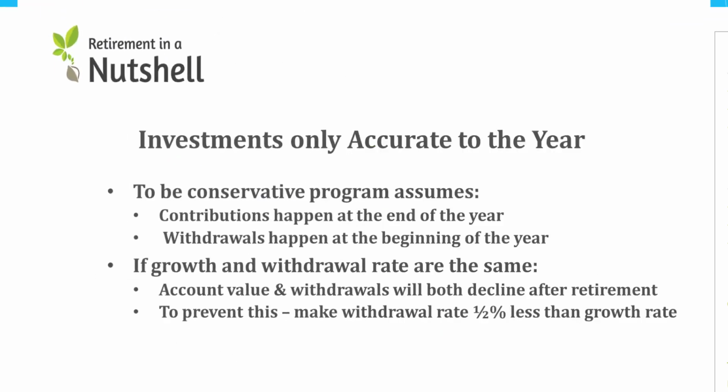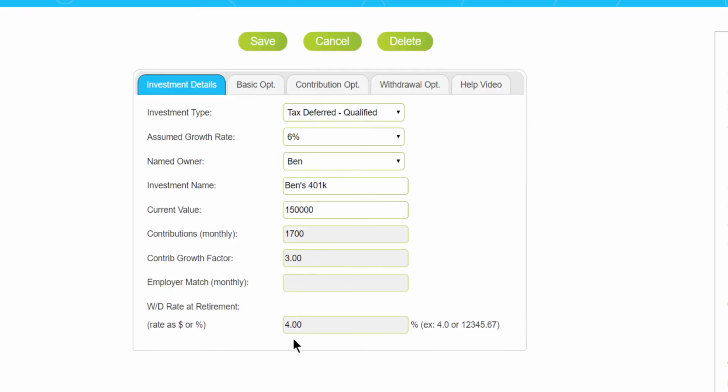The program only looks at cash flow on an annual basis and not monthly. To be conservative, the program assumes contributions go into the account at the end of the year and that withdrawals come out at the beginning of the year. This means that if you use the same percentage for withdrawals as you used for the growth factor, the account value will slowly decline over time. If you make the withdrawal rate about 0.5% lower than the growth rate, the account value will not decline after withdrawals start. The withdrawals can also be entered as a dollar amount.